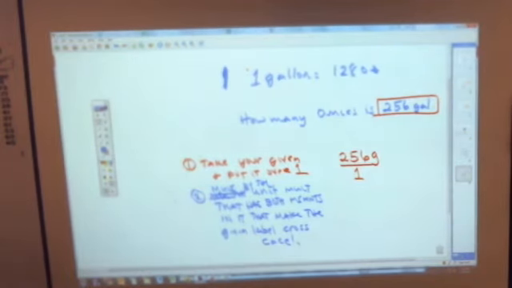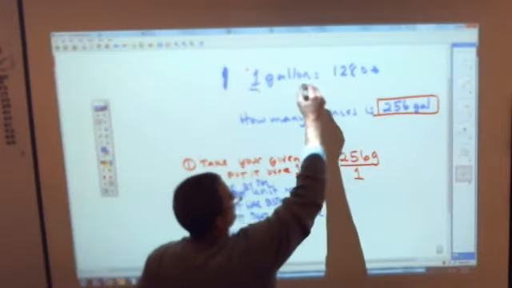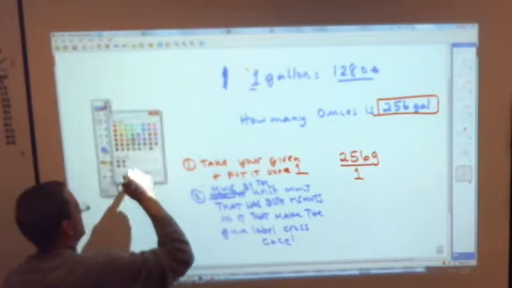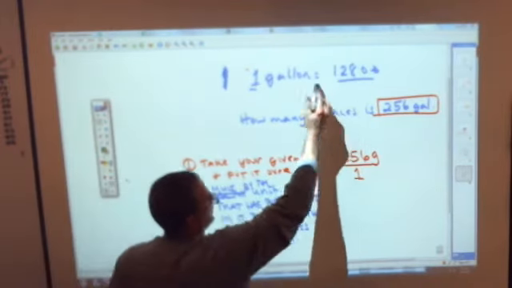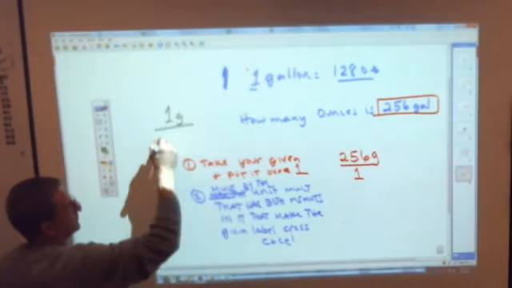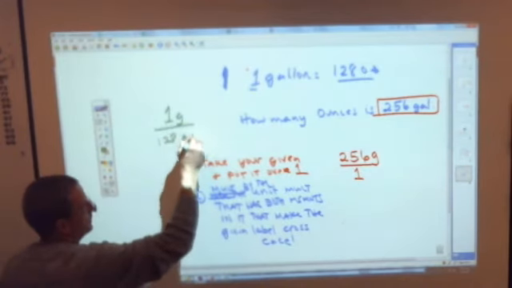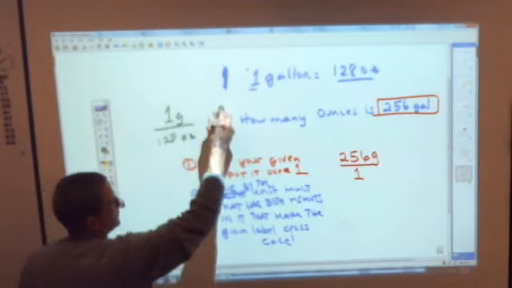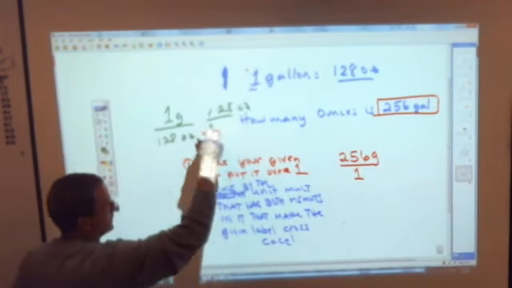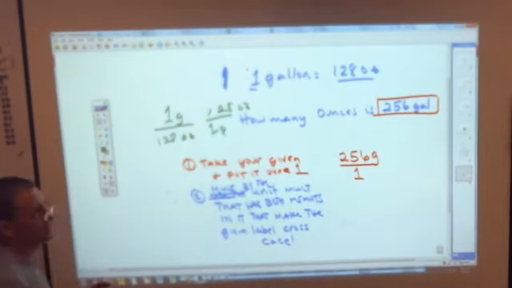And here's the deal. Here are my 2 equal measurements that I make my unit multiplier out of. So the 2 unit multipliers I can make out of this are 1 gallon equals 128 ounces, or the flip-flop of that, which is 128 ounces equals 1 gallon. Those are your two choices. You can put it one way or the other way.